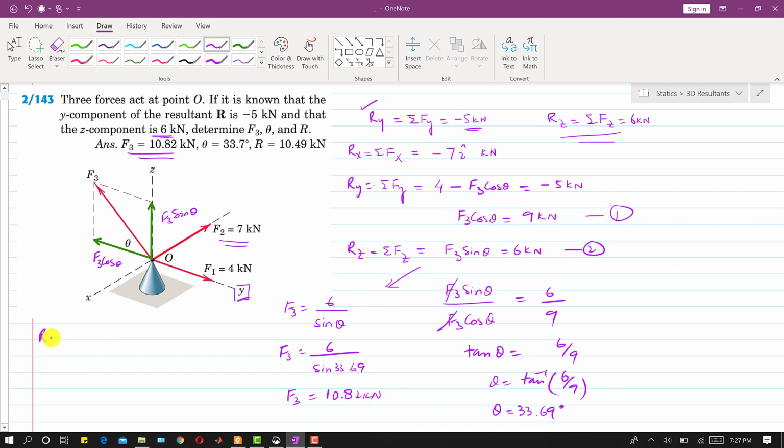So the R magnitude will be equal to the square root of Rx squared plus Ry squared plus Rz squared, right? Rx is minus 7, so minus 7 whole squared. Ry is minus 5, so we will write minus 5 whole squared, and the z component is 6 kilonewton, so I will write plus 6 whole squared. We will take the square root, so we will get the resultant magnitude. Let me solve it. So this comes out to be 10.49 kilonewton.